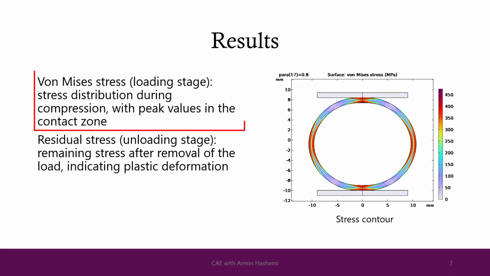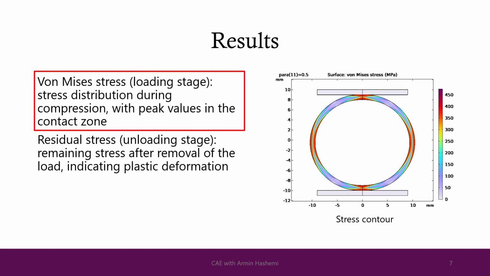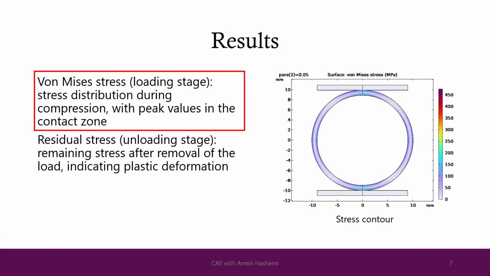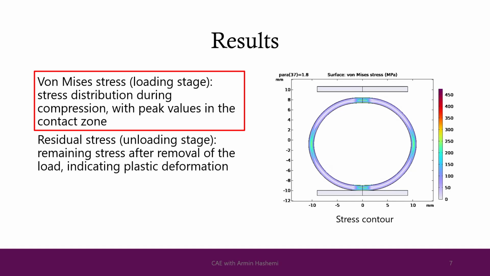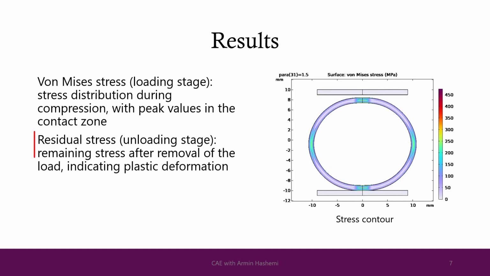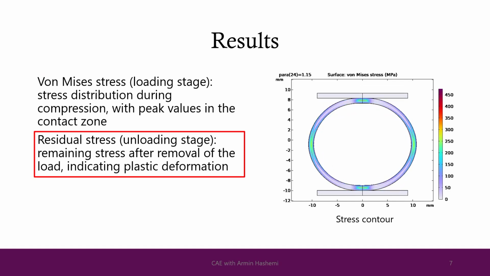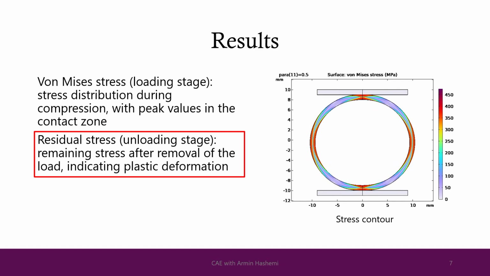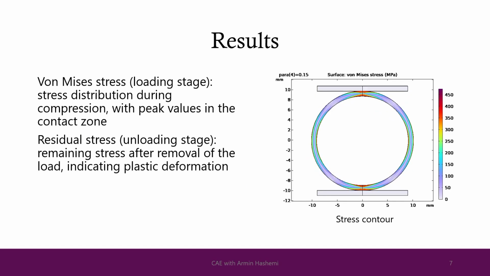The first result shows the evolution of von Mises stress during the compression stage, where the highest stresses develop in the contact region between the tube and the rigid jaws. The second result presents the stress state after unloading, highlighting the residual stresses that remain in the material due to plastic deformation.